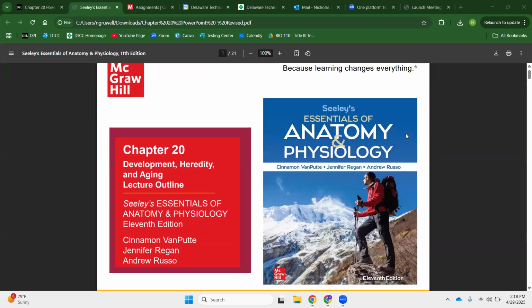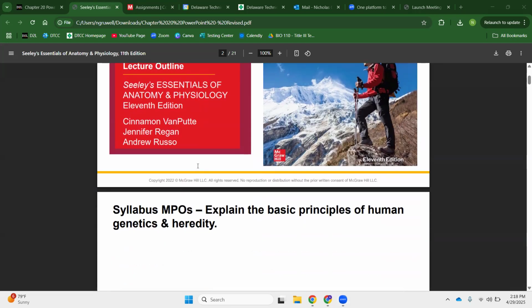Okay, so we are going to talk about our very last chapter, development, heredity, and aging. We hit on development just a little bit in terms of our progression from zygote, the fertilized egg cell, to embryo up till 8 weeks, and then fetus. We're going to focus on heredity for the most part.